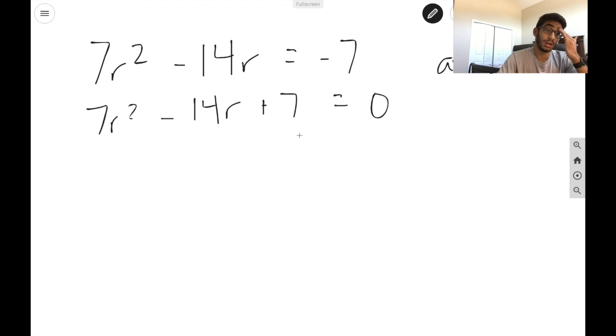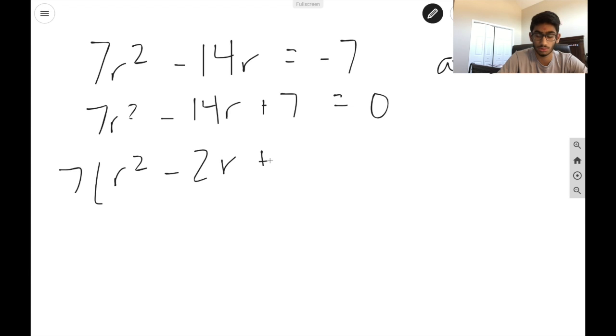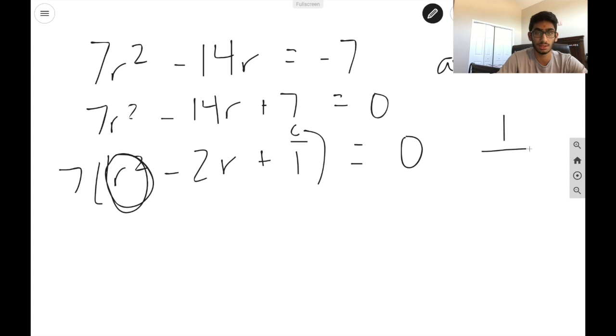Okay, so then there's a common GCF between these terms, which is 7. So we have 7 times the parenthesis r squared minus 2r plus 1, which equals 0. This is not your factored form yet. We can still factor it further. The a term is 1, and now we just find the factors. This is your c term, and what are the factors of 1? Just 1 itself.